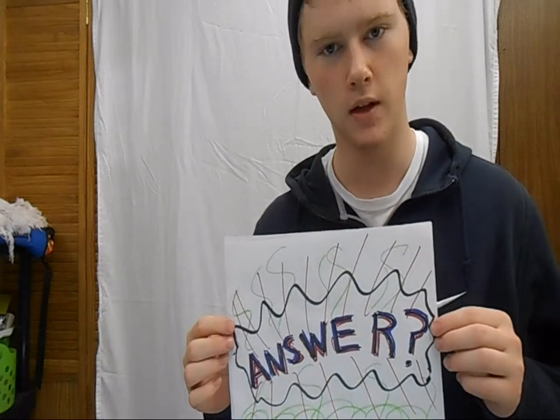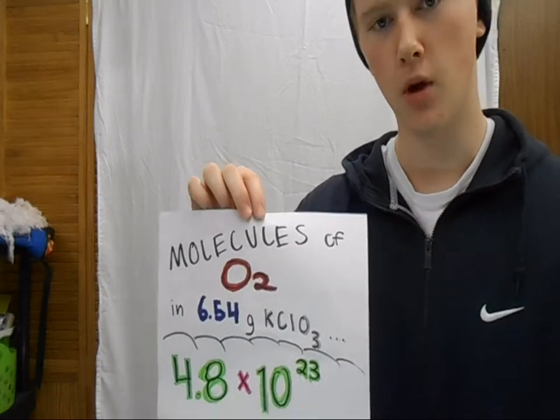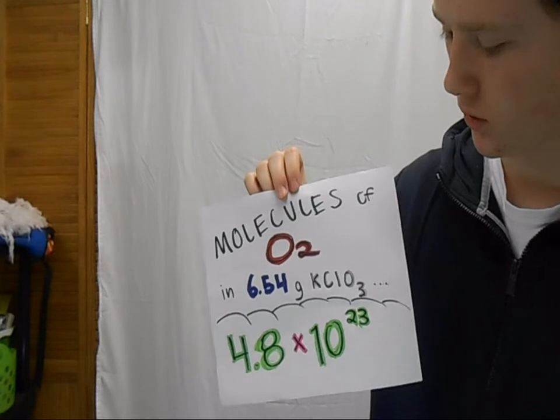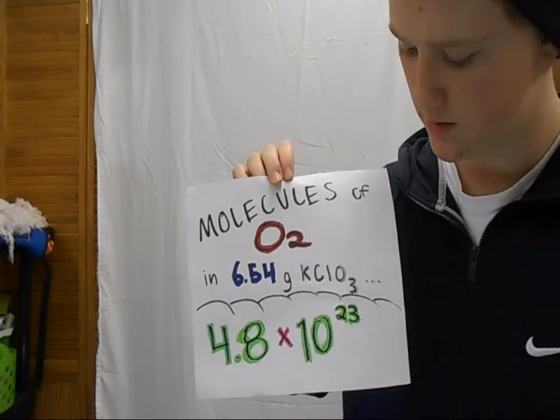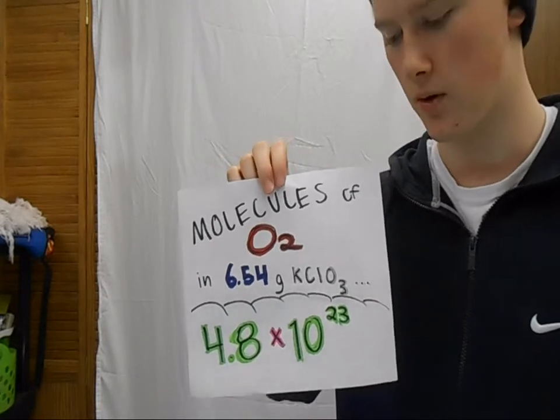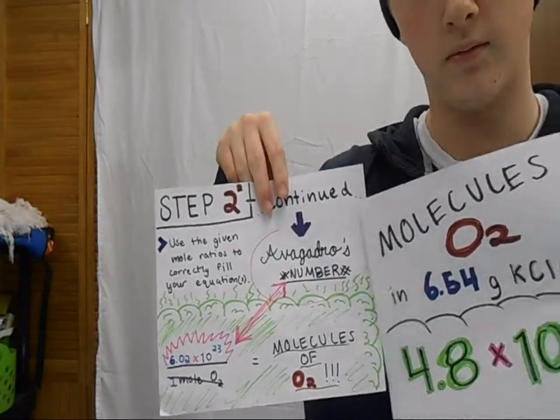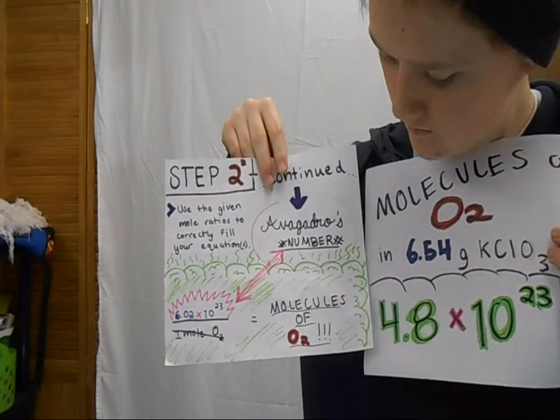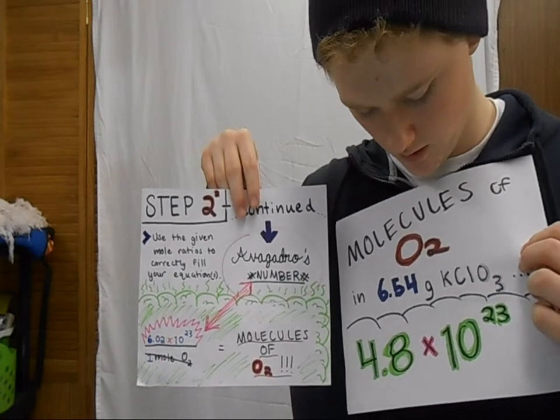After a little bit of math, you can determine your answer, which is molecules of O2 in 6.54 grams of potassium chlorate is 4.8 times 10 to the 23rd power. This number is based on Avogadro's number when we had it here. Somehow math and wibbly wobbly science things answer.